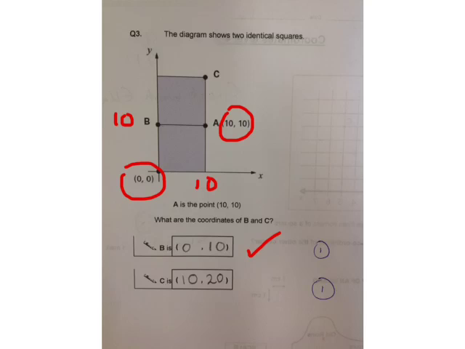Looking at C, on this occasion we know already that its x position must be 10. It's in the same position as A, and we know they are identical squares of sides of 10, so the y coordinate up here will be 10 more than position B. So the x coordinate is 10 and the y coordinate is going to be 20.